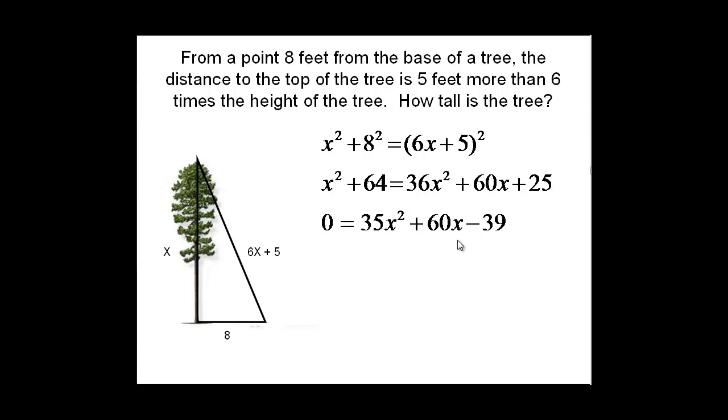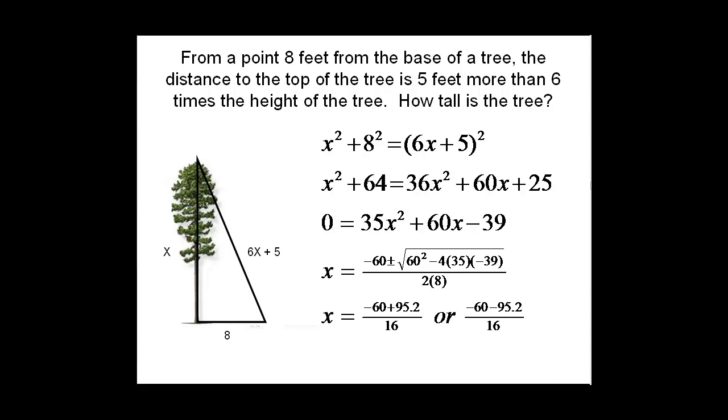Now that's not nice, it won't factor, so I'm going to use the quadratic formula. Negative b, so it's negative 60, plus or minus the square root of b squared, which is 60 squared, minus 4 times a, which is 35, times c, which is negative 39, over 2 times a. Now I'm just going to type this in the calculator to find out what that radical is. Turns out I got 95.2. So I take negative 60 plus 95.2 divided by 70, negative 60 minus 95.2 divided by 70. Again, I just typed it in the calculator. I got 2.2 and negative 9.7. And we have a height of a tree, so it can't be the negative one. So x is 2.2. So it's a very, very, very short tree. And that is the applications I'm dealing with.